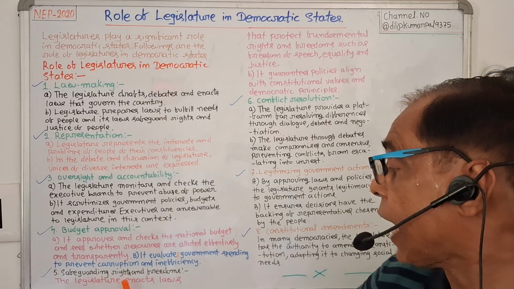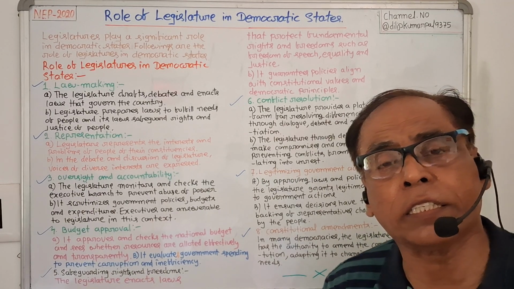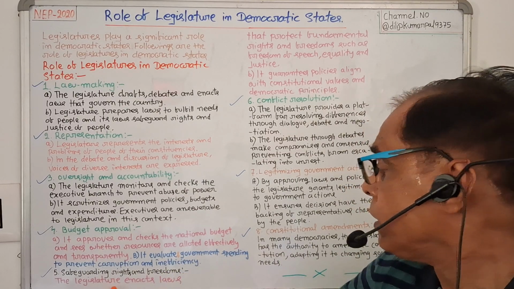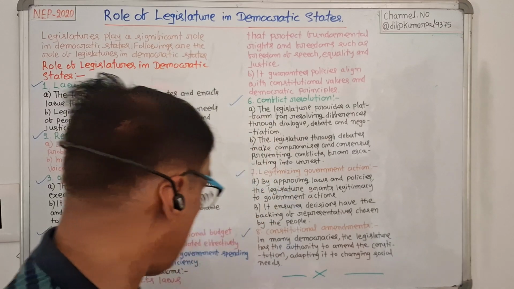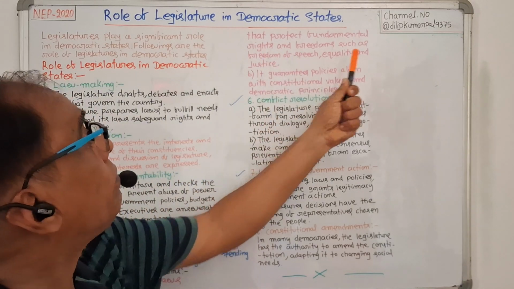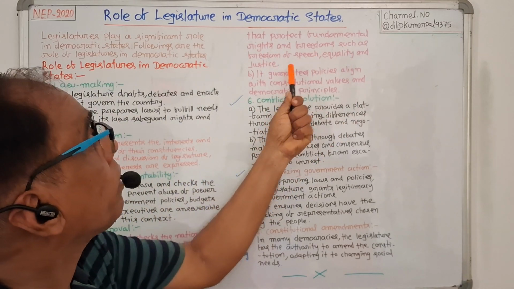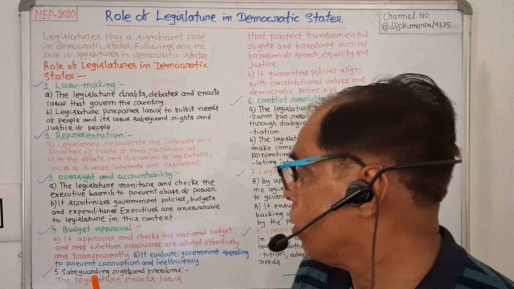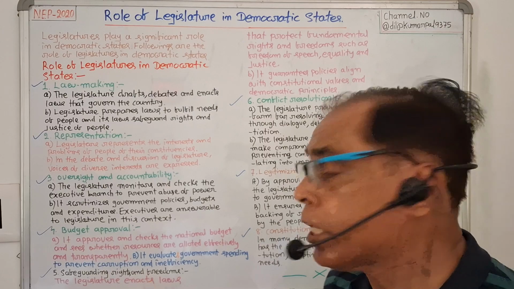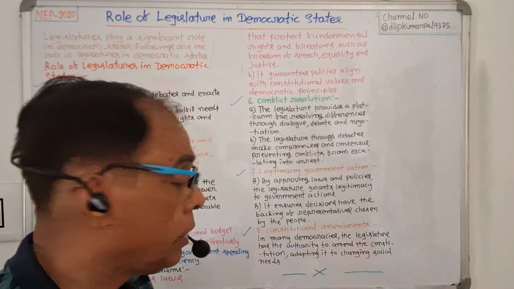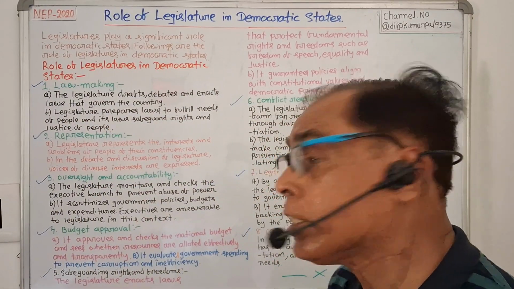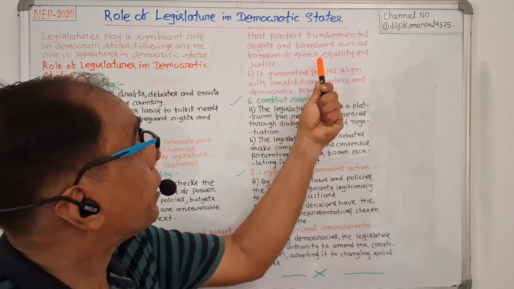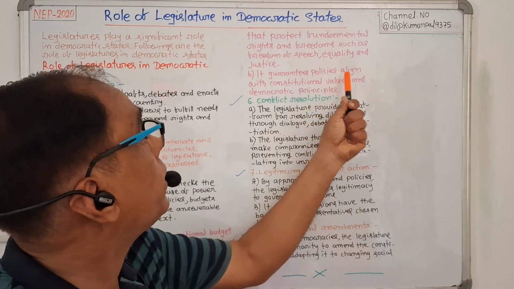Fifth, safeguarding rights and freedoms. Another function of the legislature is to safeguard the rights and freedoms of the people. The legislature enacts laws that protect fundamental rights and freedoms such as freedom of speech, equality and justice.